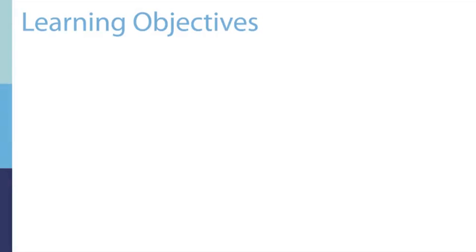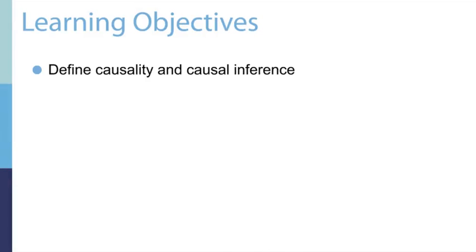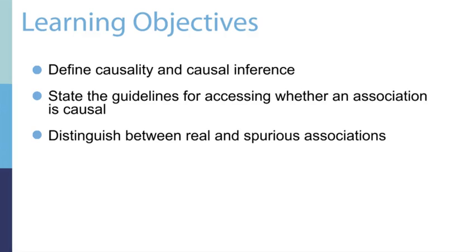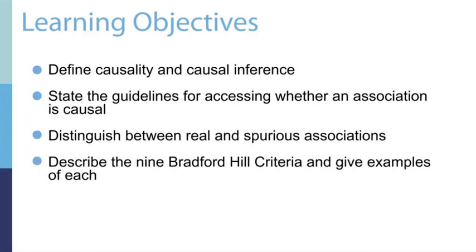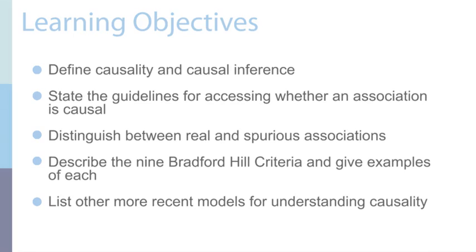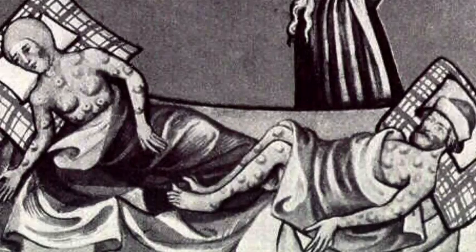After you have listened to all the lectures for this week, you should be able to complete these learning objectives. They include: define causality and causal inference, state the guidelines for assessing whether an association is causal, distinguish between real and spurious associations, describe the 9 Bradford Hill criteria and give examples of each, list other more recent models for understanding causality.